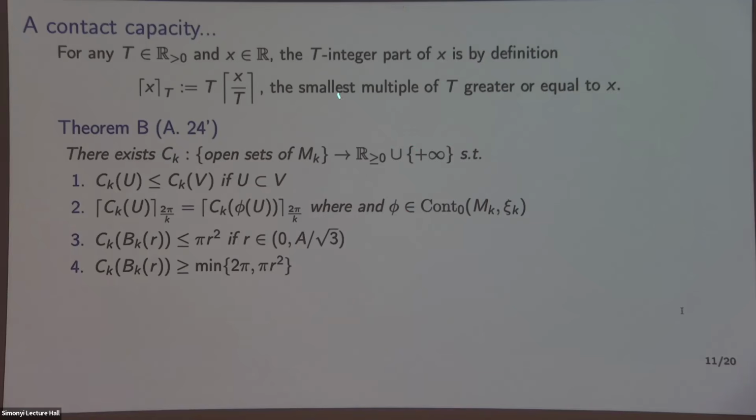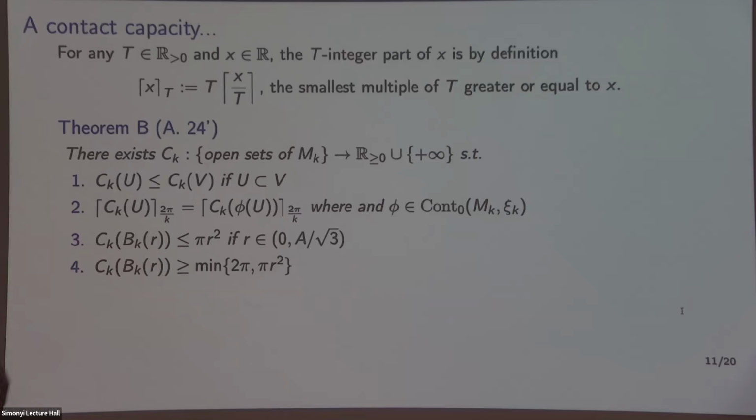A non-negative real number, eventually plus infinity, such that it is monotone with respect to inclusion, so the capacity of U is less than the capacity of V if U is included in V. The 2 pi over k integer part of this capacity is invariant by contactomorphism isotopic to the identity. And then finally, the estimate.